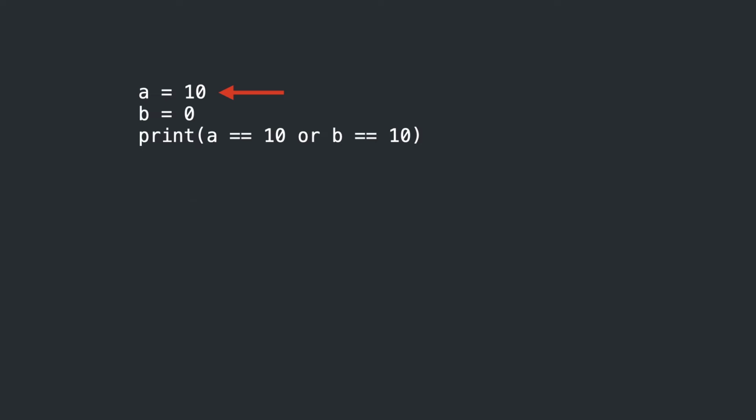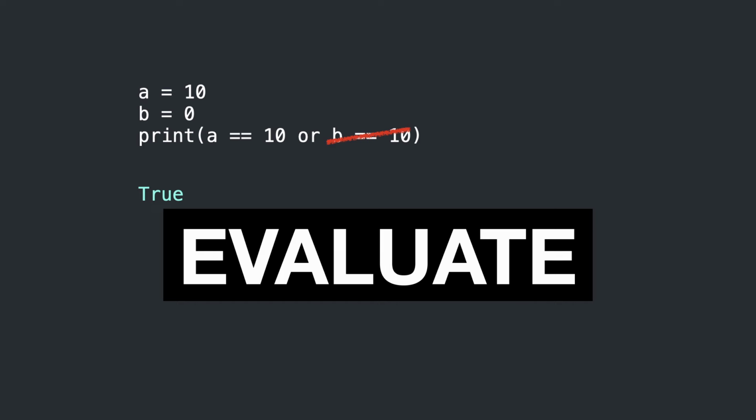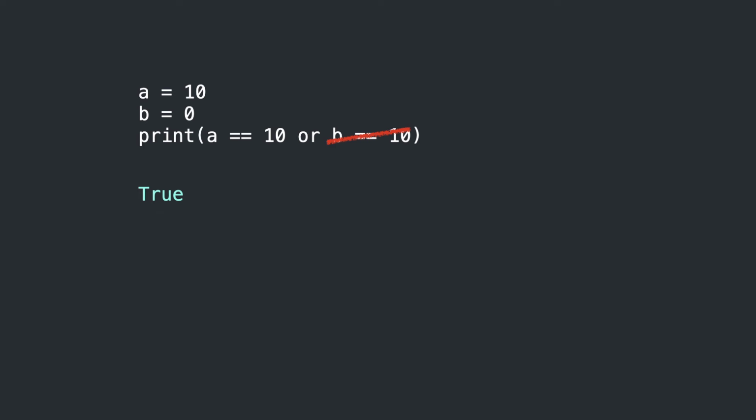We can test that by setting a to 10. The first expression now evaluates to true and the value is returned. The OR operator does not need to evaluate the second operand. Now, why is this so interesting?